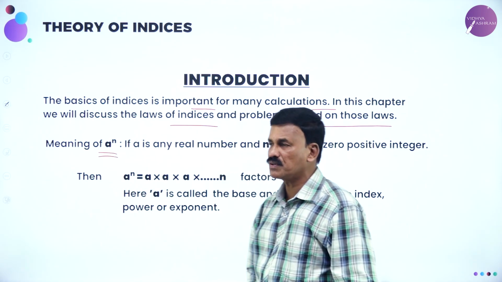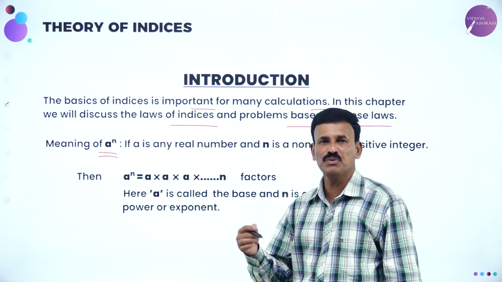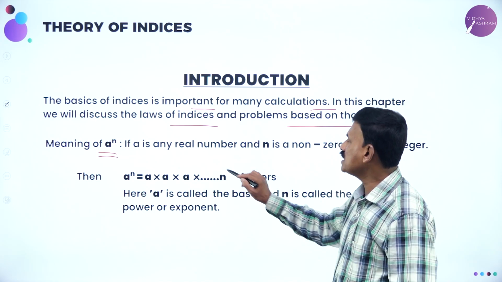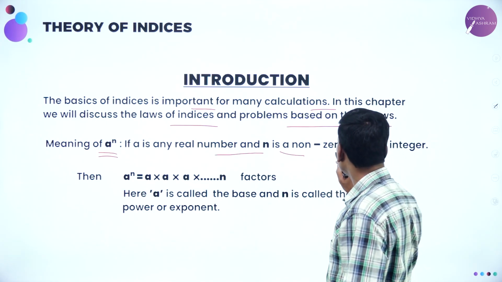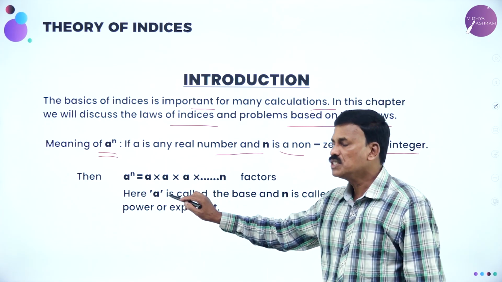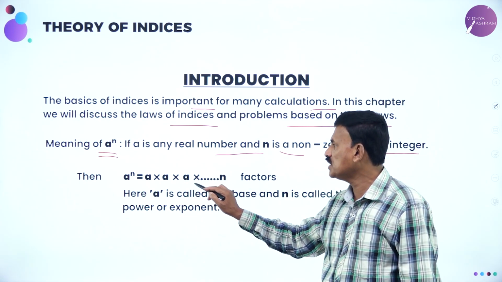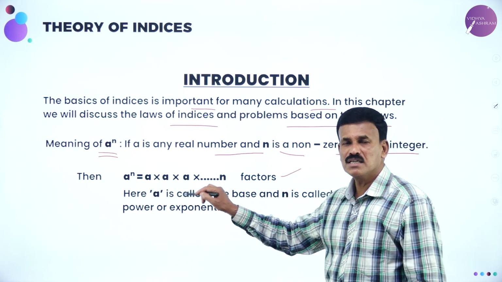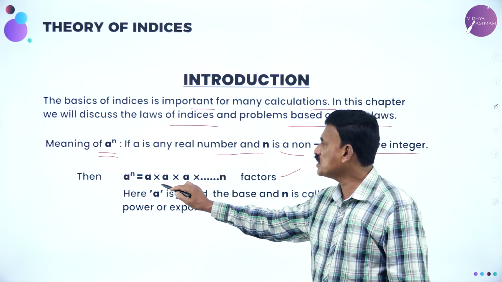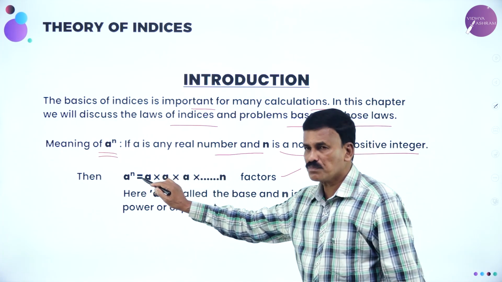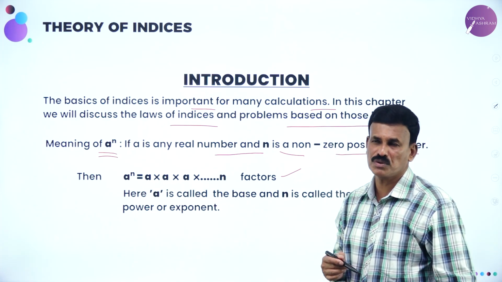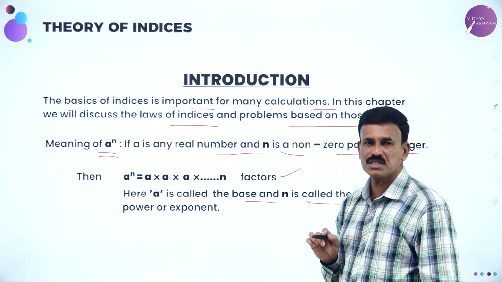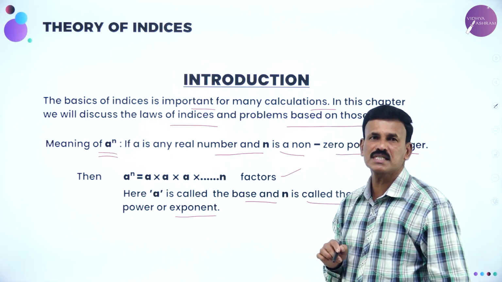Now let us know regarding the meaning of a to the power of n first. What is the meaning of a to the power of n? You might have studied a square, a cube, a to the power of 4, a to the power of 10. So in general, a to the power of n means, if a is any real number and n is a non-zero positive integer, then a to the power of n can be written as a into a into a into a etc., n times, that is n factors. If a is repeated n times, then a into a into a etc. up to n terms is nothing but a to the power of n. So here a is called as the base and n is called as the index, or it is also called as power, or it is also called as an exponent.